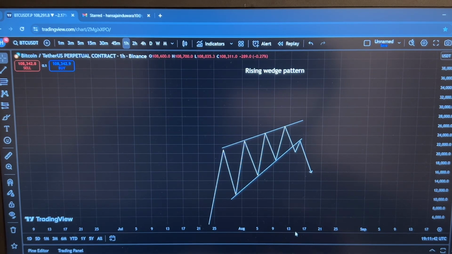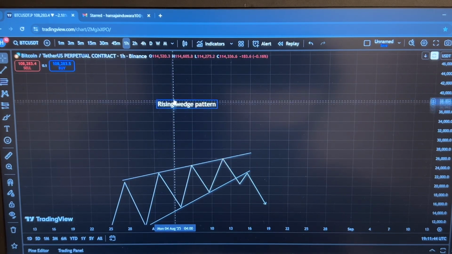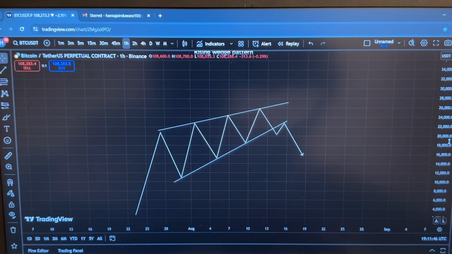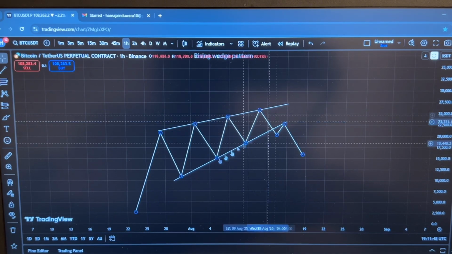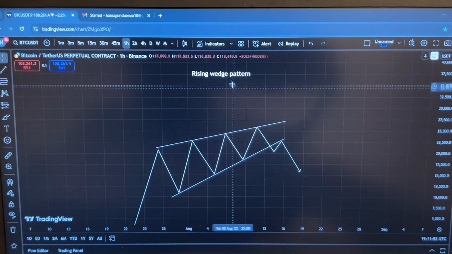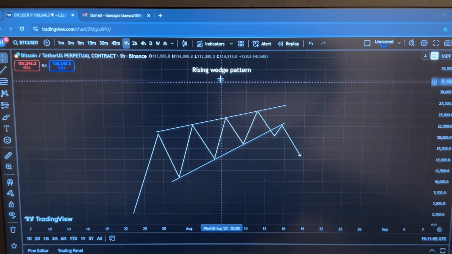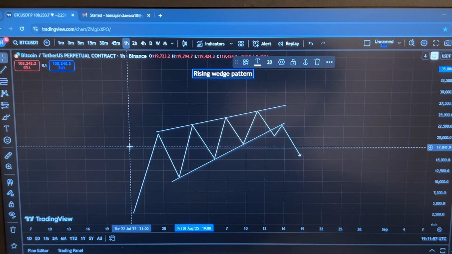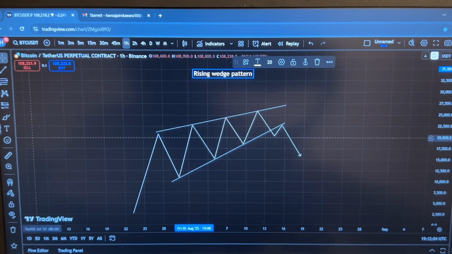Okay, now let's talk about the rising wedge pattern. So basically this is the basic idea of rising wedge. There's nothing new to it. A lot of guys know by now that a rising wedge is going to be in this slanted position.